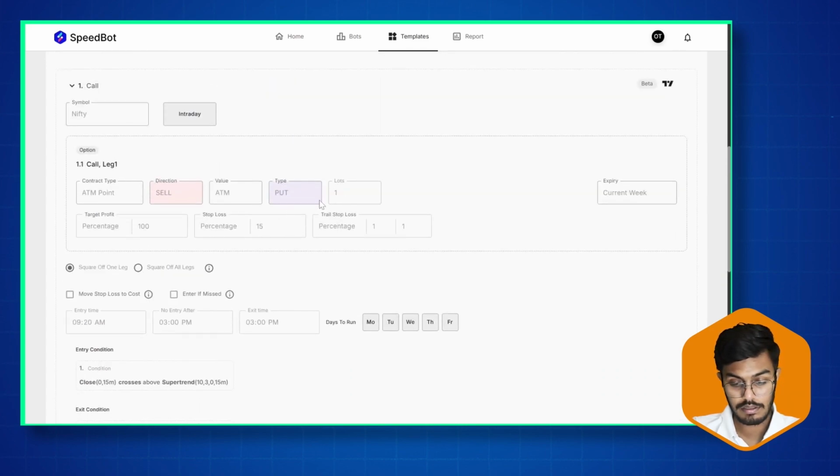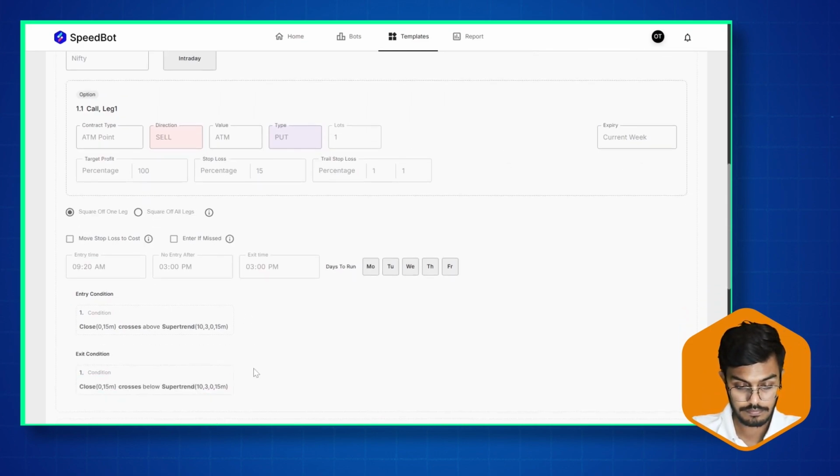I'll be selling the put side for one lot, and I'll be keeping the target profit as 100%, stop loss as 15%, trailing for 1%. That is, for every 1% movement, I'll be moving up my stop loss by 1%. And of course, on the current week expiry.